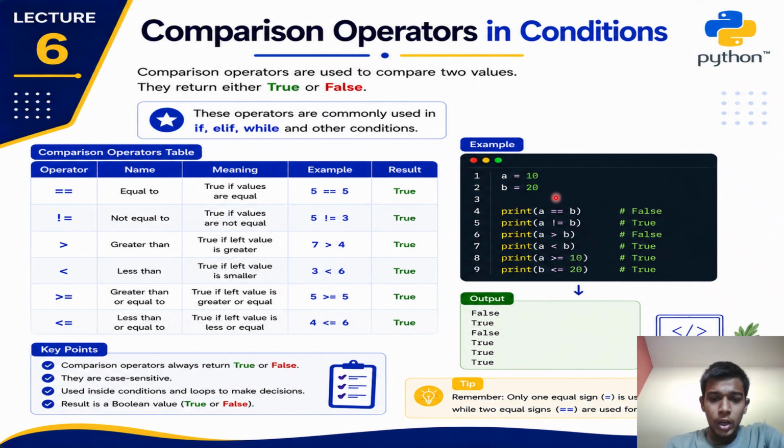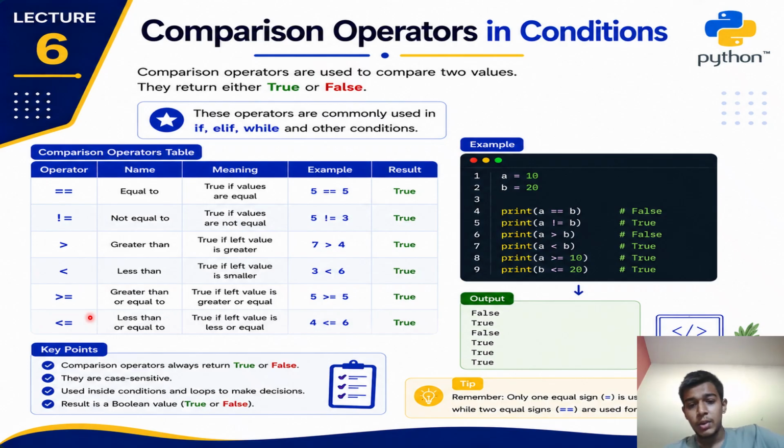Now let's quickly look at the key points. Comparison operators always return either true or false. The result is always a Boolean value. They are most commonly used inside conditions and loops to make decisions. Also remember, comparison operators are case sensitive when comparing strings.